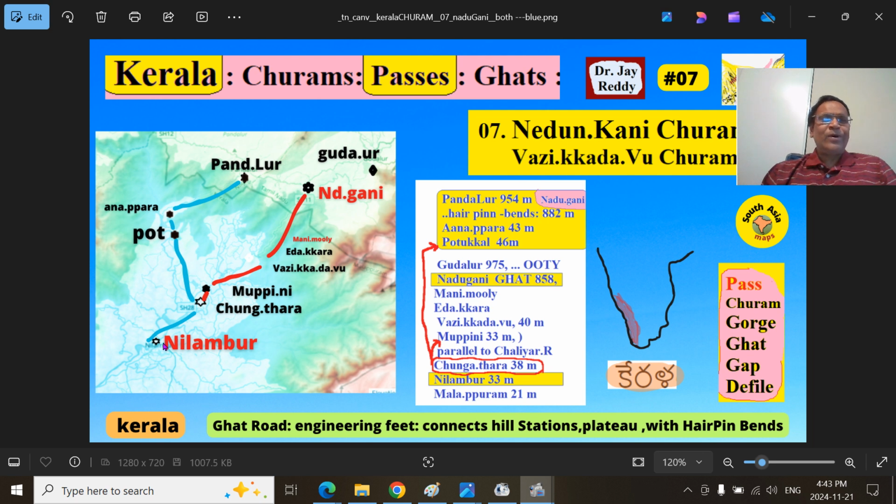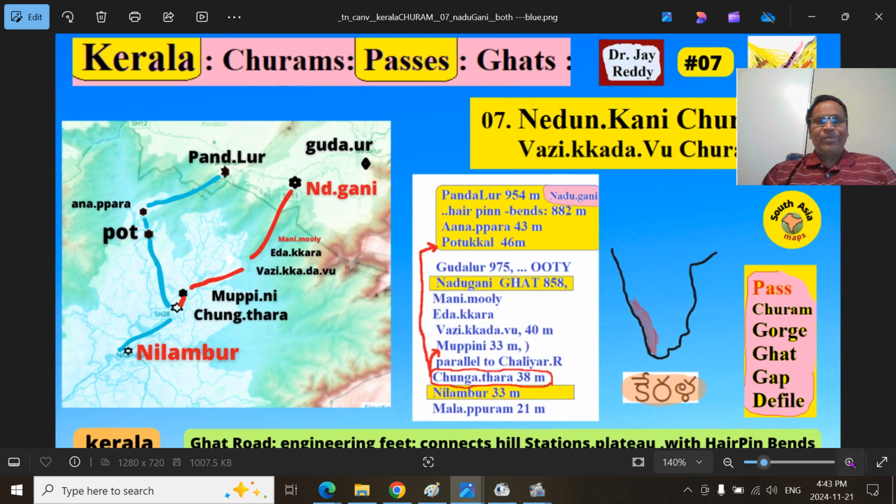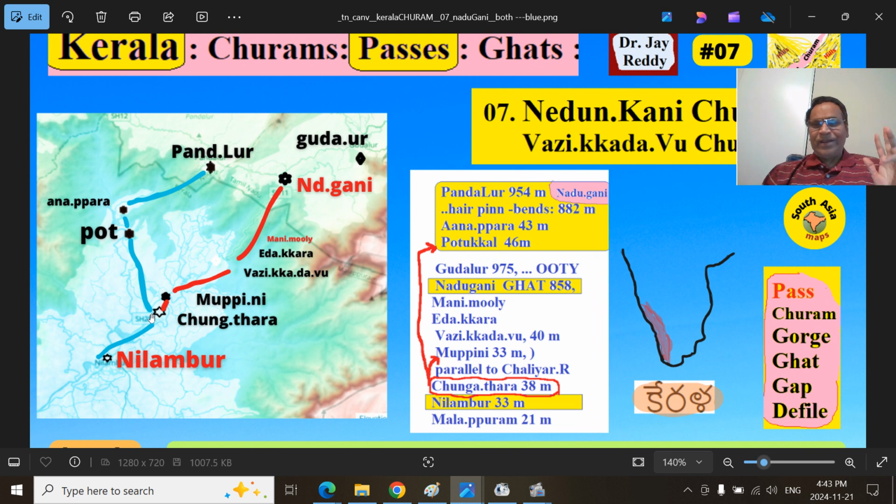Nilambur itself is 33 meters, Malappuram 21 meters. Here I put, then go to Chungathara. From Chungathara, the other pass we can take to go to the Nilgiri Plateau is the Pandalur pass. I have given here from Chungathara we can go to Pottukkal and Annapara, and hairpin bends, 800 meters or so. Pandalur is around 950 meters, the same height as Tirumala Tirupati or Bangalore railway station or Yeshwantpur railway station.